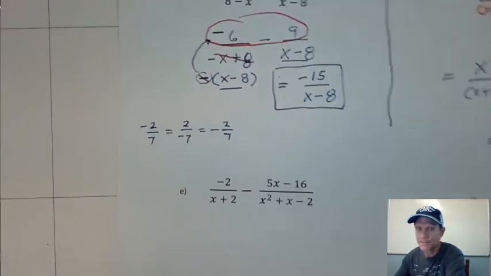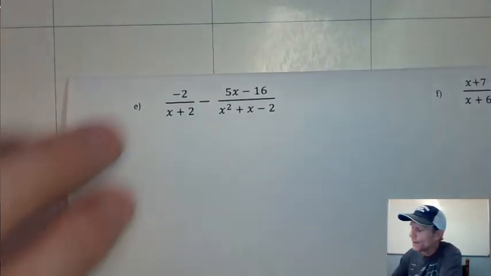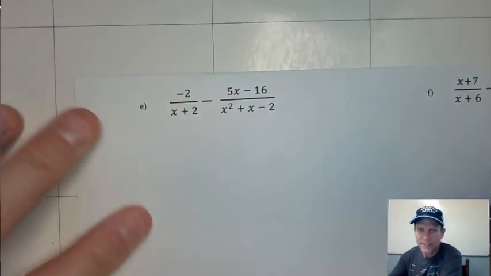So now taking a look at D here. Let me just fold my paper here. So taking a look at, well, I guess it's letter E. That was D, the last one that we did. So looking at E, we got to get a common denominator.